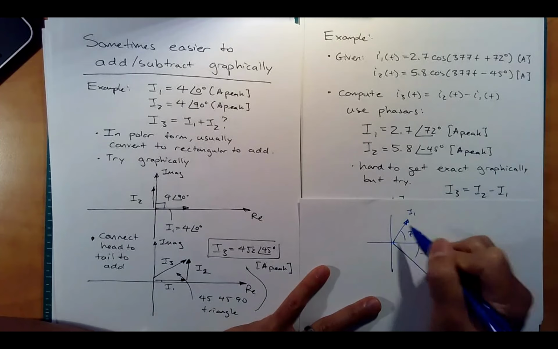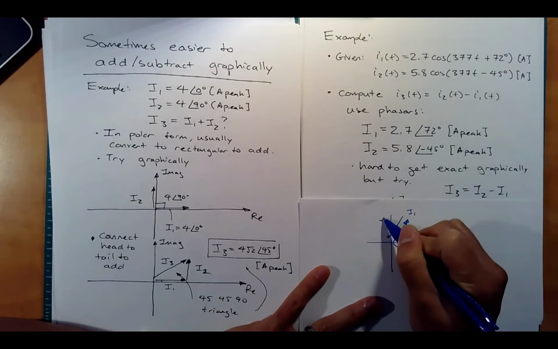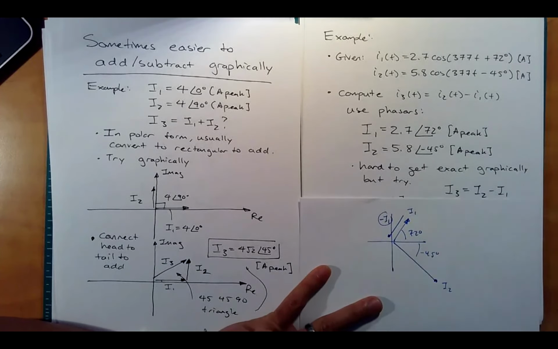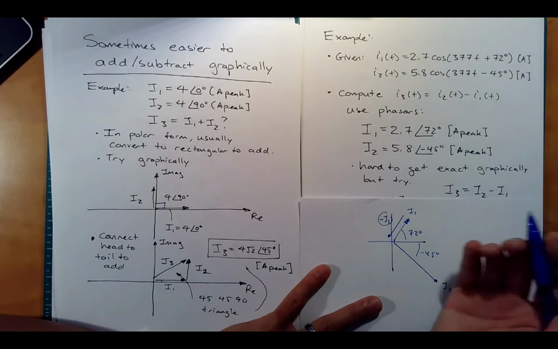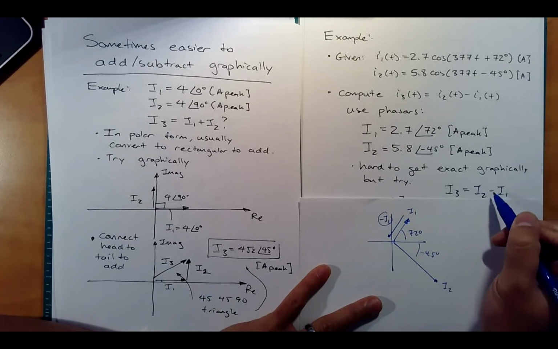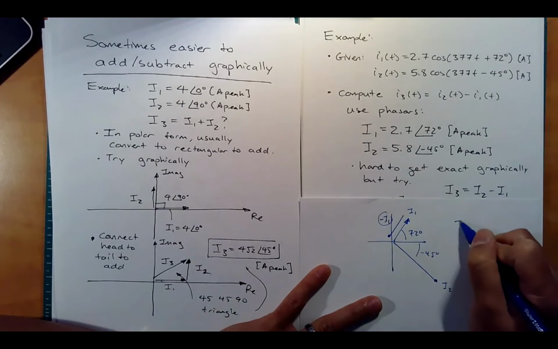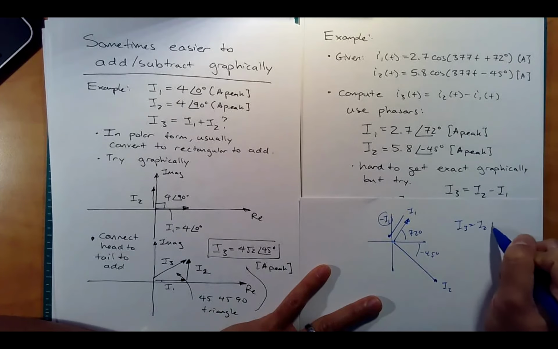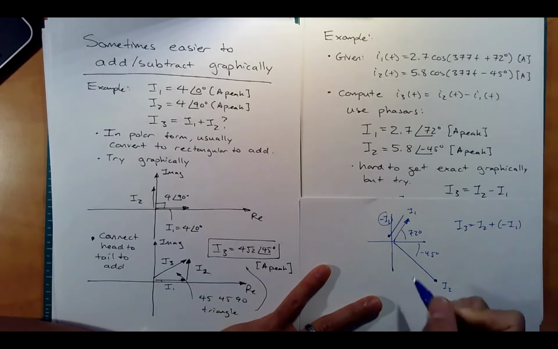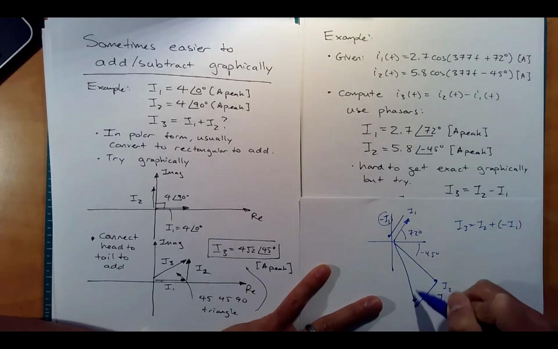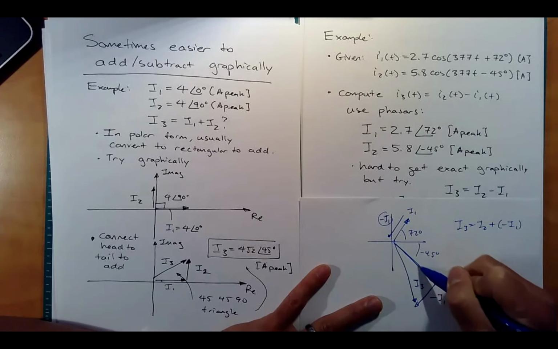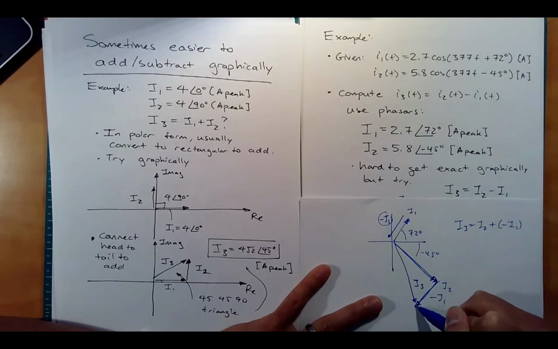Well, I1 is positive this way, or negative I1 is that way, right? When I combine vectors, instead of subtracting, I like to just add vectors. So I like to go I3 equals I2 plus negative I1. It just makes it easy for me. So here I take this I1, or negative I1, which is this one, and this is my new I3, because I add this vector to this vector, if that makes sense.